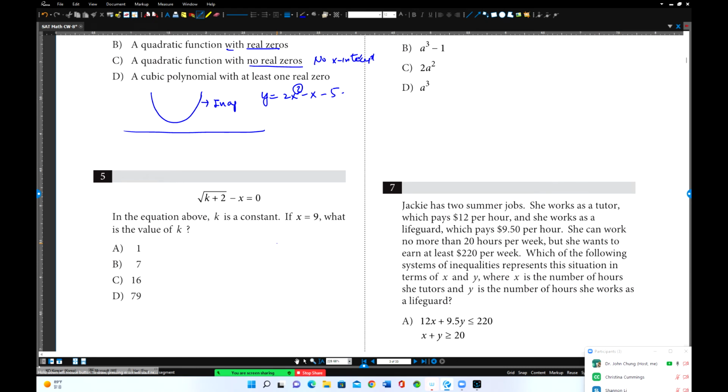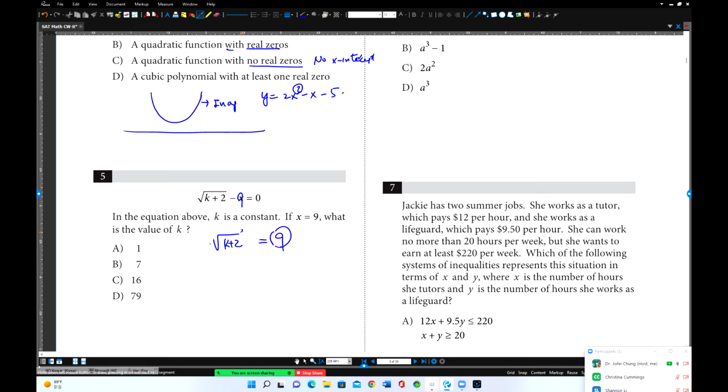Number 5. This is 9 over here. I told you already, okay? Put this number k into the equation to check it out. You don't have to solve this one. If you really want to solve this one, k plus 2 equals, isolate. But this is positive, it's okay. If this is negative, no solution, right? This is the principal square root, always positive. It can be negative, but this is positive, it's okay.